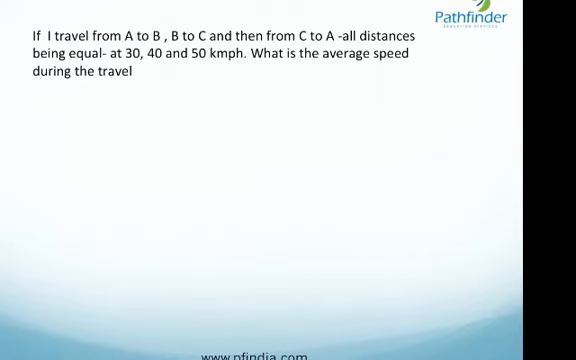Let us look at another question, a similar question, but in which there are three segments. If I travel from A to B, B to C, and C to A, all distances being equal, at speeds of 30, 40, and 50 km per hour, what is the average speed of the travel? Again, we can place ABC around as vertices of a triangle, equilateral triangle. All the sides of an equilateral triangle are equal, we all know that. So therefore, the distance AB, BC and AC all are equal to d.